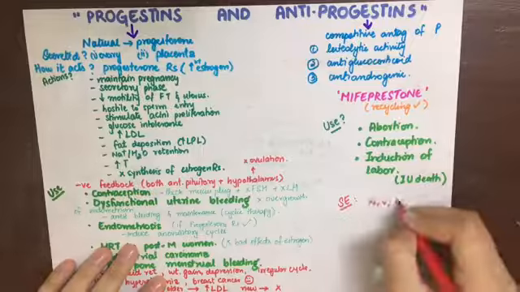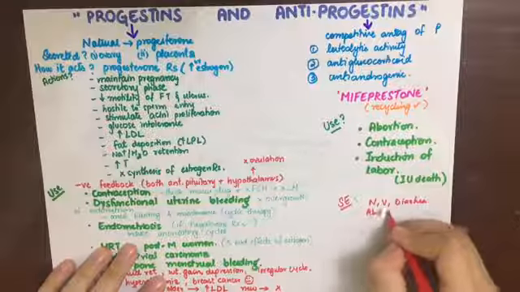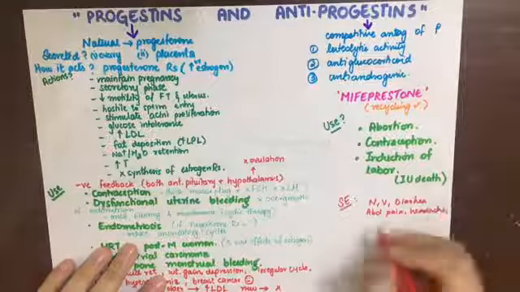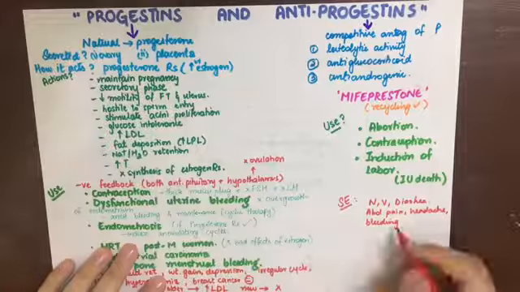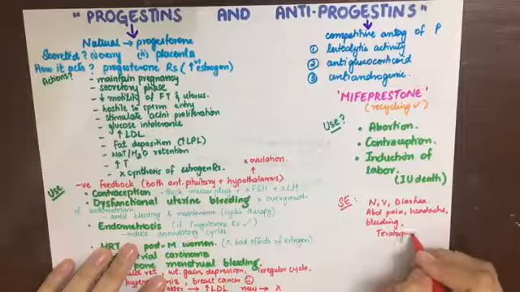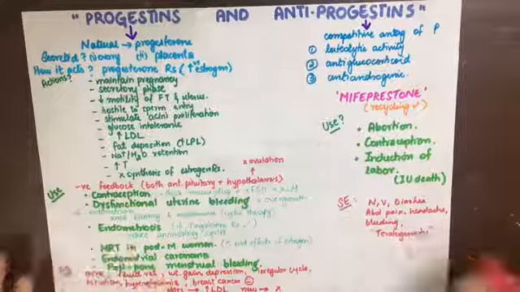The side effects include nausea, vomiting, diarrhea, abdominal pain, headache, bleeding because it is anti-progesterone, and as progesterone maintains the endometrial layer, it will cause it to slough off, and also teratogenicity.